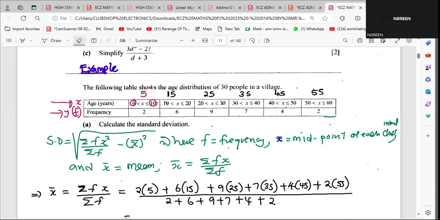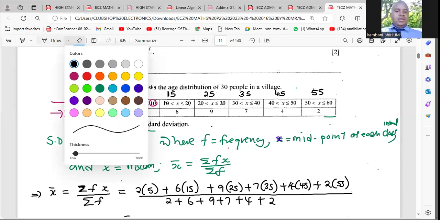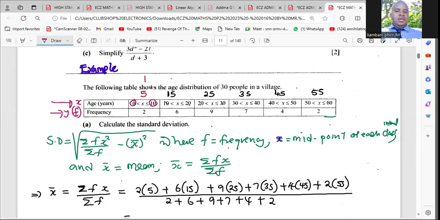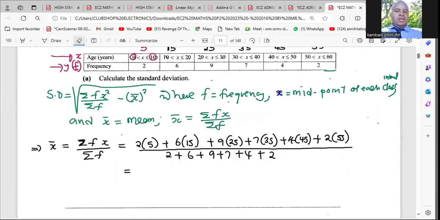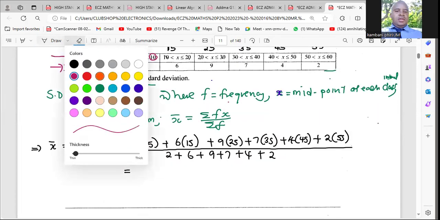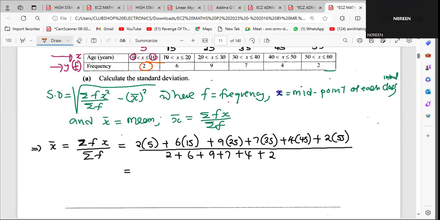Okay. These are not there. I was just naming to say, here is our first class interval. The second one is number 2, and the third class interval, and so on and so forth. Is that okay? Then for the frequency, I said we add these numbers here: 2, 6, 9, 7, 4, and 2. Is that okay?